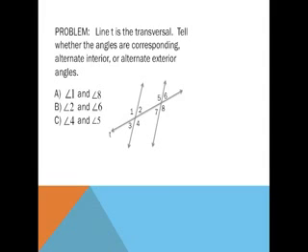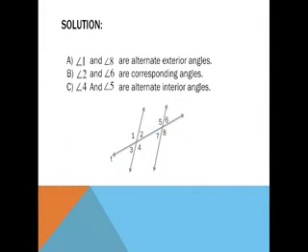Alright, the 3 minutes are up, so I'm going to move on to the solution next. If you are not done working, please pause and continue working. Alright, now for the solution. For part A, we have angle 1 and angle 8 are alternate exterior angles. For part B, we have angle 2 and angle 6 are corresponding angles. For part C, angle 4 and angle 5 are alternate interior angles. The next few seconds we'll be going over why these answers are true.